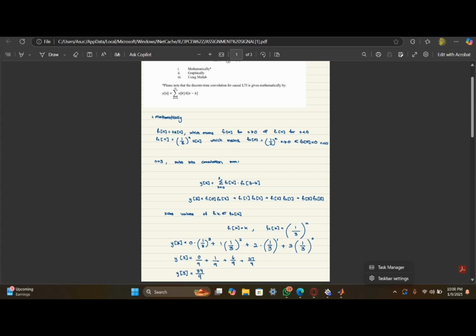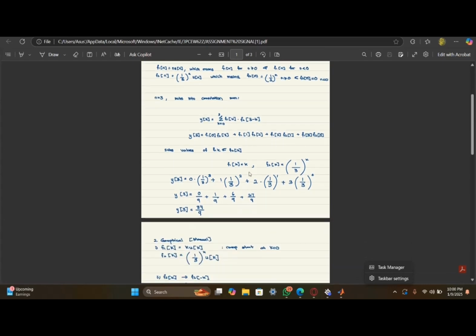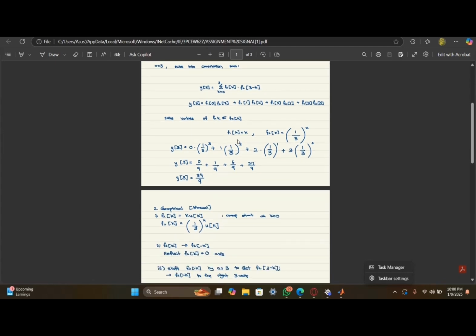And then we substitute into the convolution sum, which is n equal to 3, and then we substitute the value 3 here, and then we compute term by term, then we get the answer, which is y of 3 equal to 34 over 9.